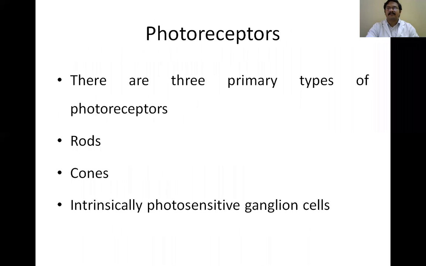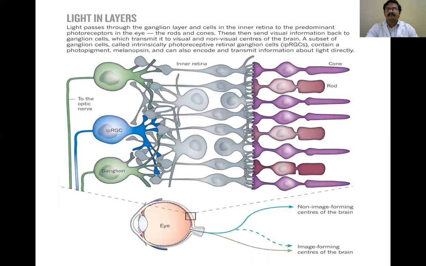The photoreceptors, so basically already we have discussed, most of the textbooks describe the rods and cones, and the third photoreceptor cell is considered the intrinsic photosensitive ganglion cells. If you see in this diagram, these are the cones, these are rods. This is what we are describing, the intrinsic photosensitive retinal ganglion cells.